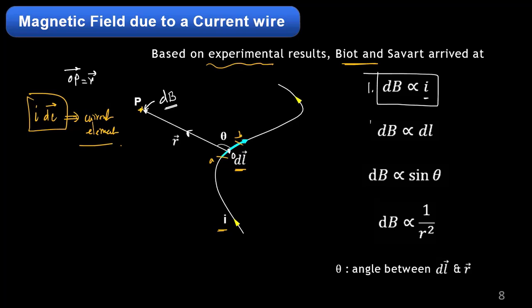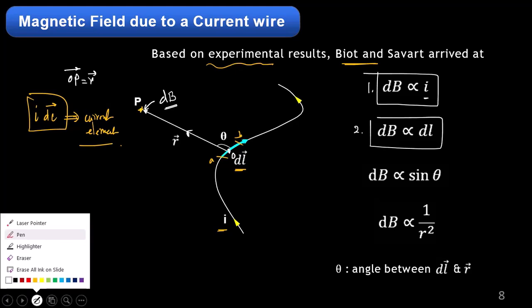Now, the second observation is that it depends on the length also. If I increase the element length dL, then we observe that again the magnetic field at point P will increase. If I reduce the dL value, then the magnetic field at point P decreases.